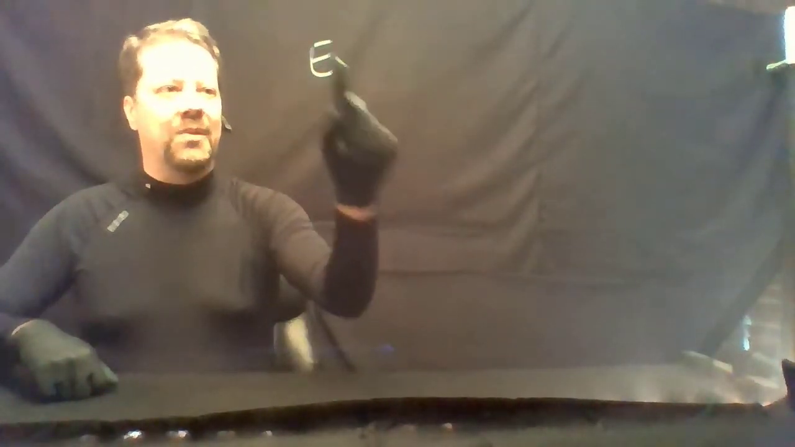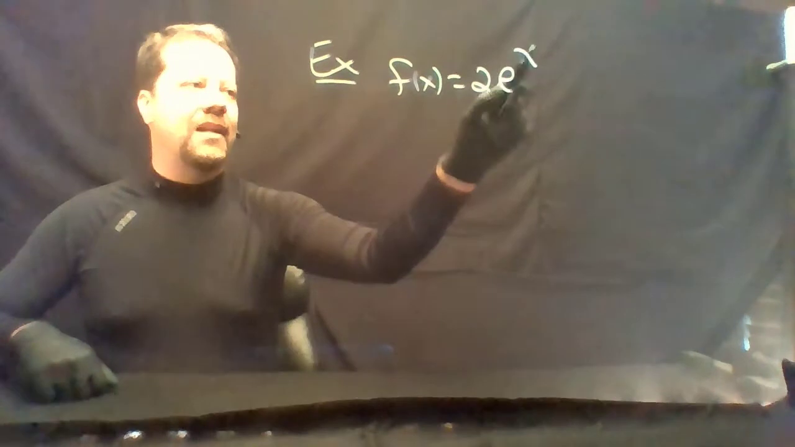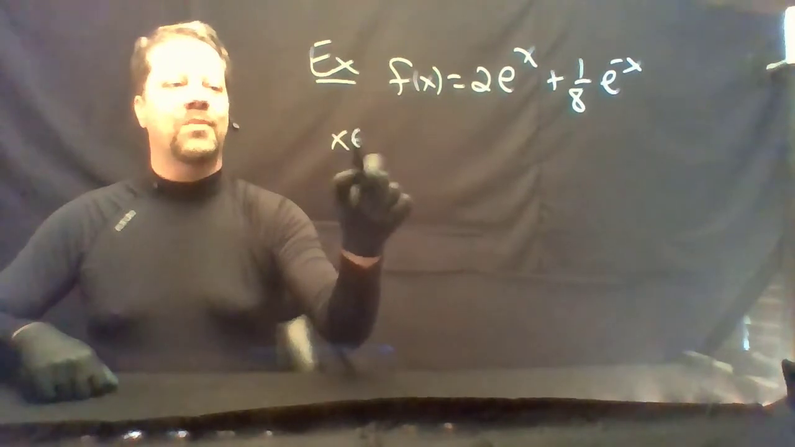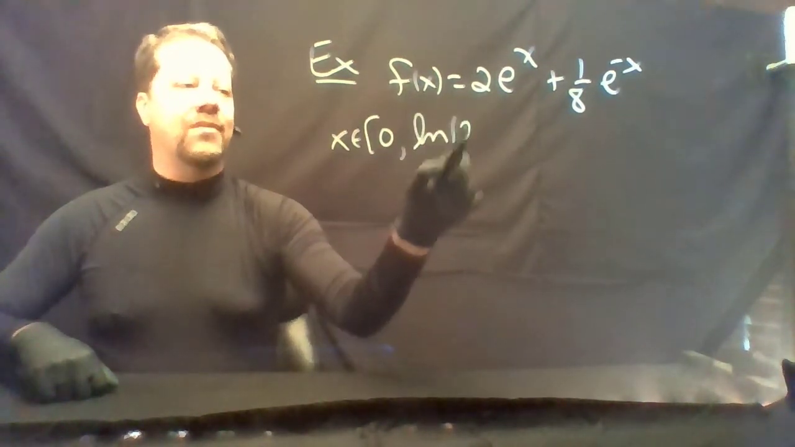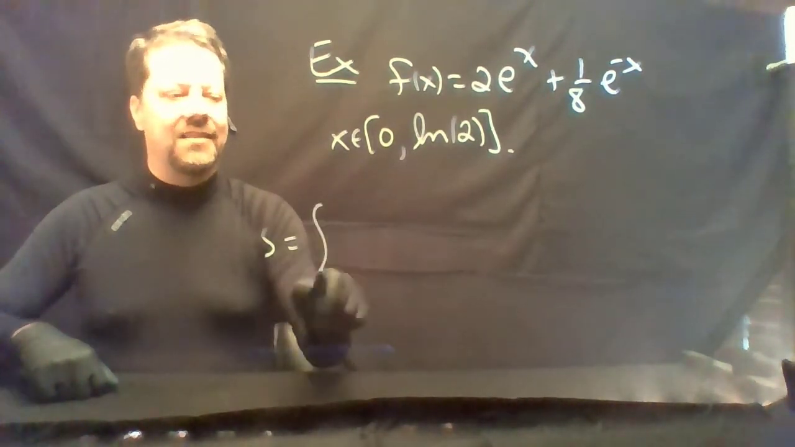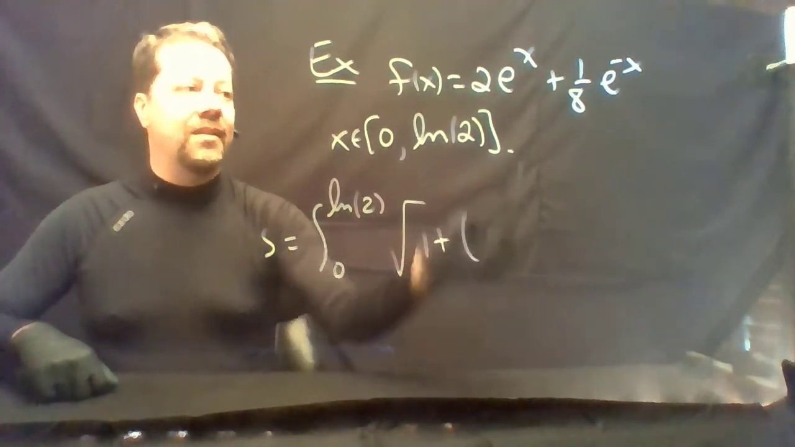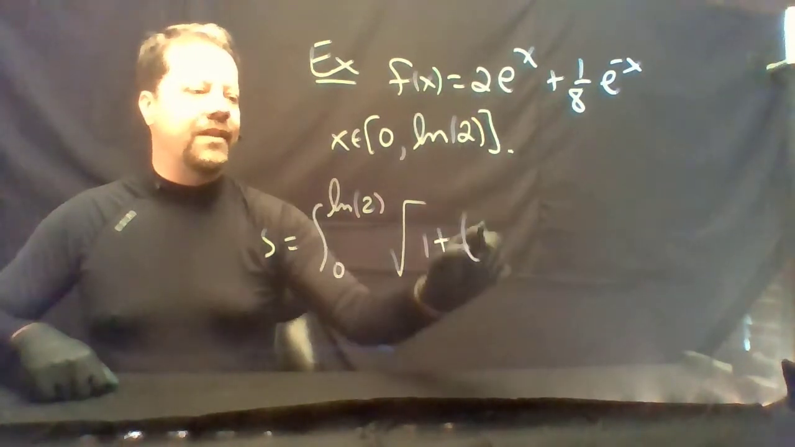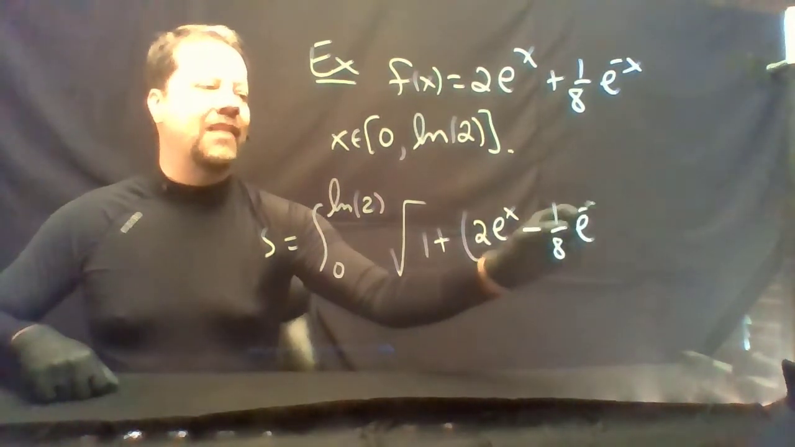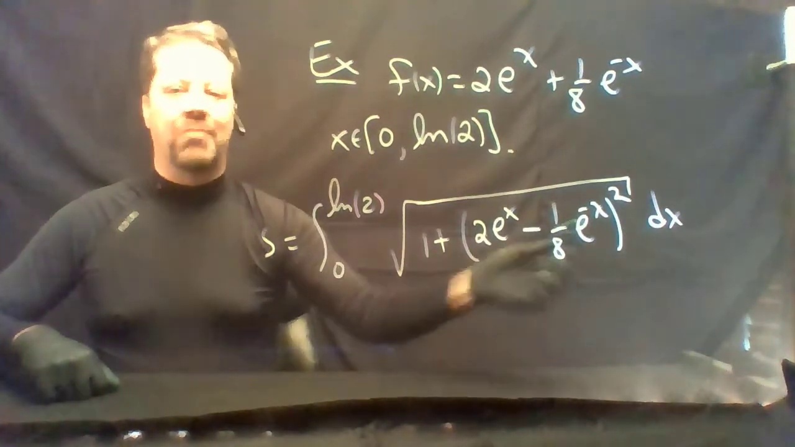On our next example, we're going to have f of x equals 2 e to the x plus 1/8 e to the minus x, where x will run from 0 to the natural log of 2. Find the length. The length is the integral from 0 to the natural log of 2, the square root of 1 plus the derivative. The derivative is 2 e to the x minus 1/8 e to the negative x, squared, dx. 1 plus f prime squared.